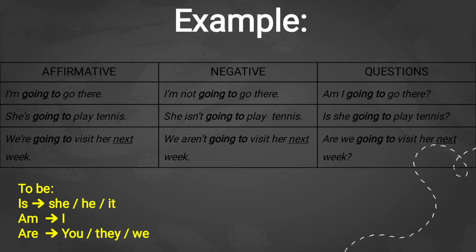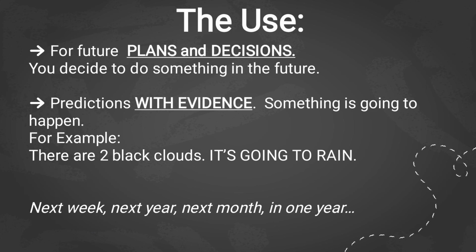Okay. The last example, we are going to visit her next week. We are not going to visit her next week for the negative, and the question becomes, are we going to visit her next week? Don't forget to remember that the to be depends on the subject. Jangan lupa ya, to be-nya akan bergantung pada subjeknya apa. Jadi diperhatikan subjeknya apa.